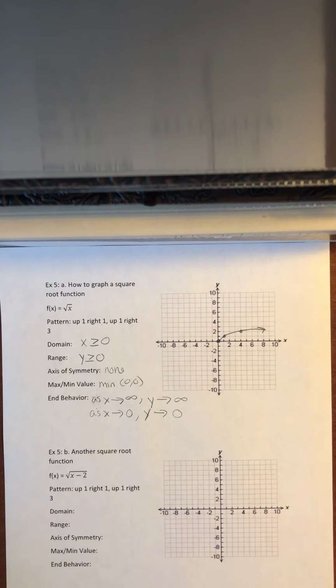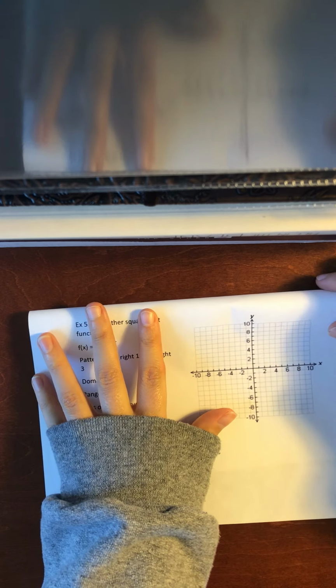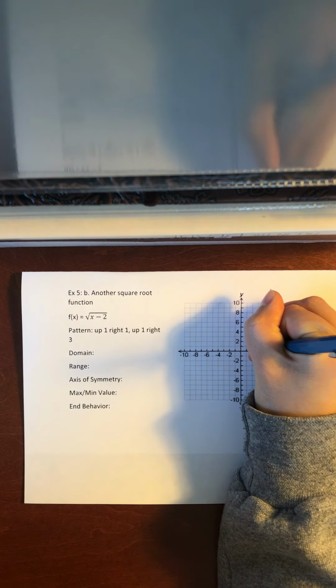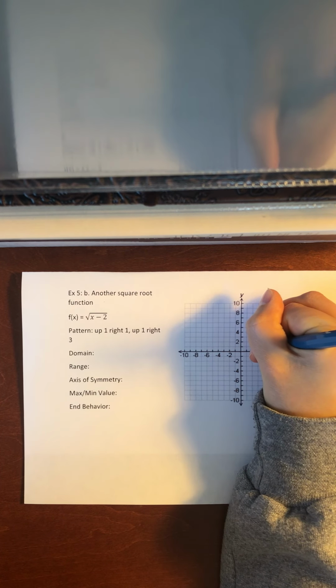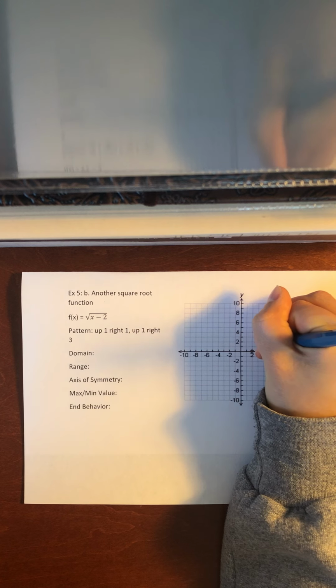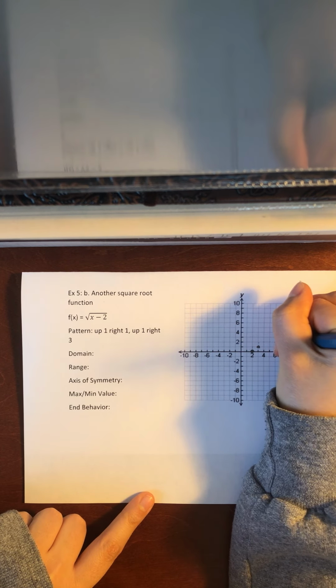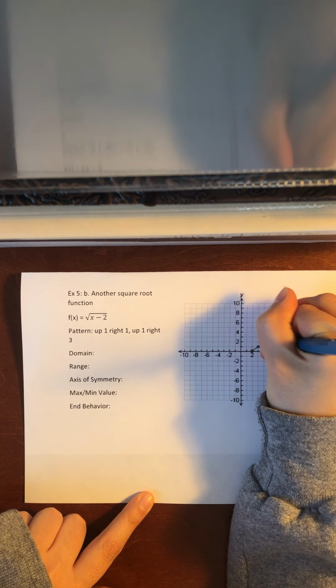Okay, next, another square root function. This square root function is shifted 2 units to the right. You can tell by our shift. Whatever is under the radical, you do the opposite of that. So it's shifted 2 units to the right. So we're going to go 2 units to the right. Then we're going to follow our pattern, up 1 over 1, and then up 1 over 1, 2, 3. So it looks like that.